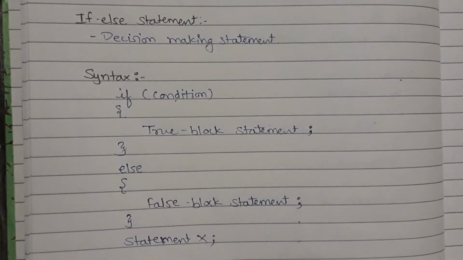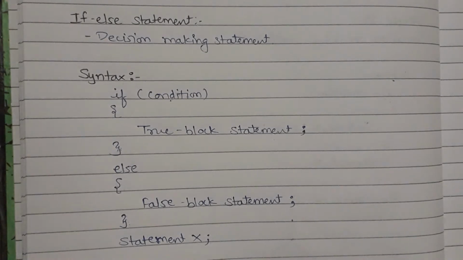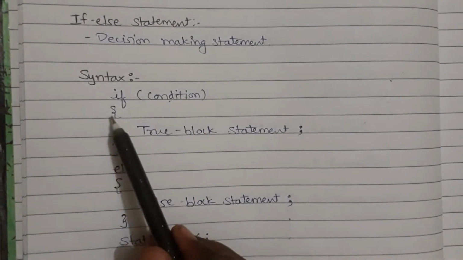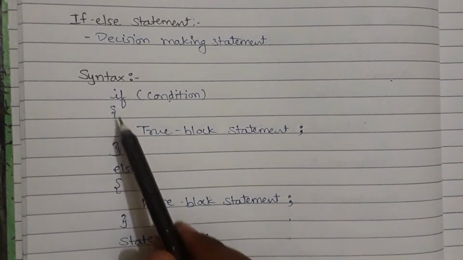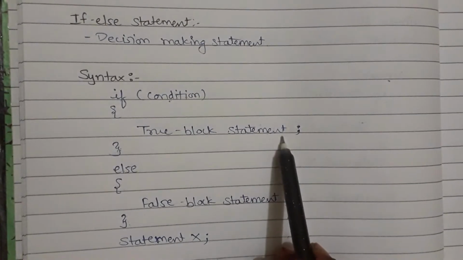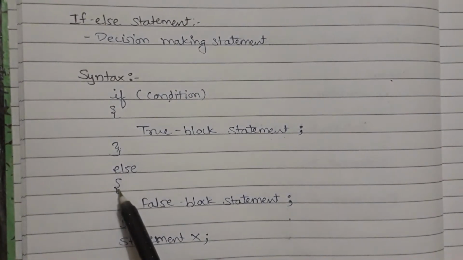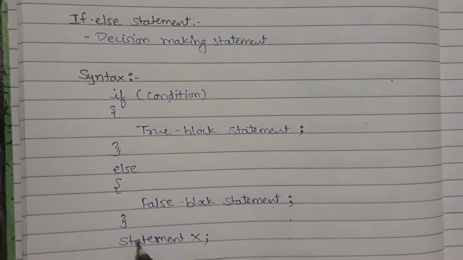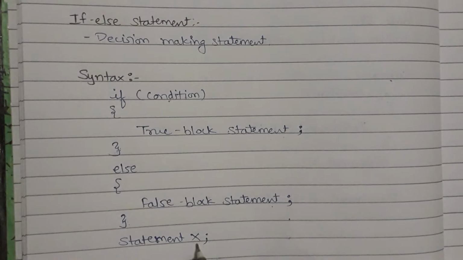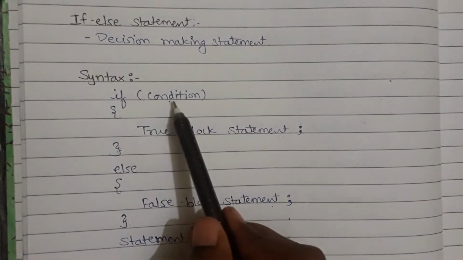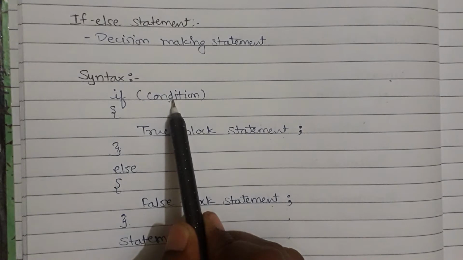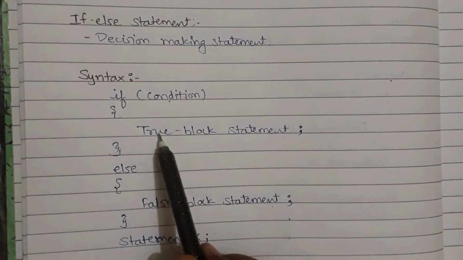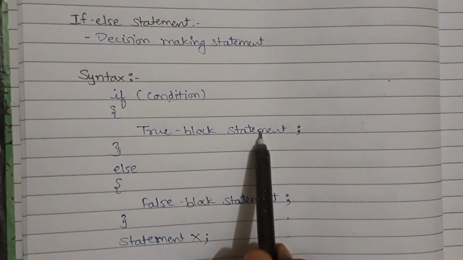Now in this general form of the if-else statement, we can see the if condition, where one block is given, and within this block the true block statements are given. The second block is the else block, and within this else block the false block statements are given, and at the last the statement X is given. Now if this particular condition is true, then this block will be executed, that is, the true block statement will be executed.